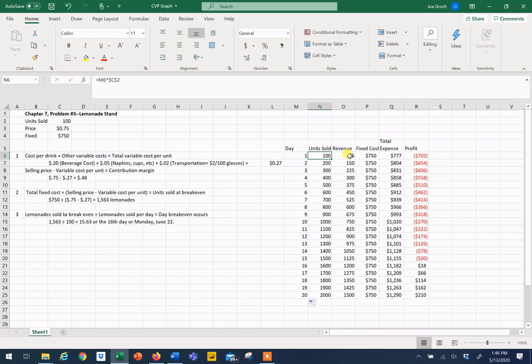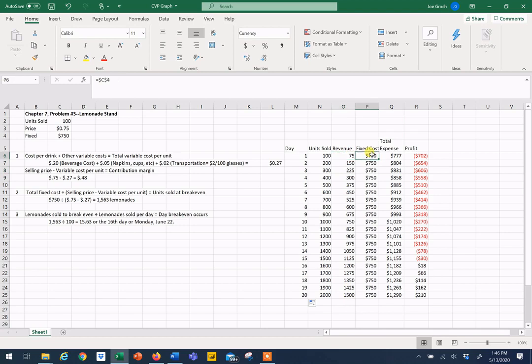And in a similar way, we're going to look at the revenue. What do we know the revenue is? Well, the revenue is going to be the units sold times 75 cents over here, the price. So we created an equation, equals C3 with the dollar signs, because we're going to keep that constant, times N6, which is the units sold. If we do this, we'll notice that the only thing that changes as we move down is N7 and N8, but the C3 remains constant. And again, if you just copy and paste that down, you'll get that.